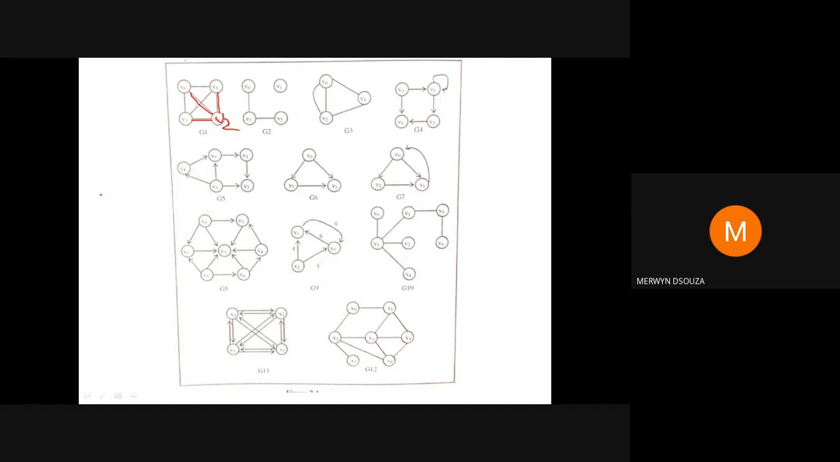Next is a planar graph. A graph is called planar if it can be drawn in a plane without any two edges intersecting. Null graph: a graph which has only isolated vertices is called a null graph.